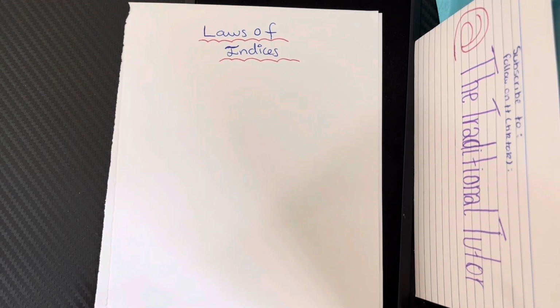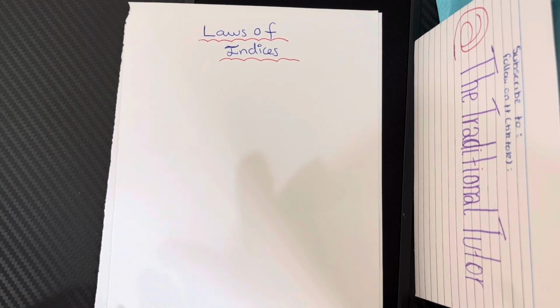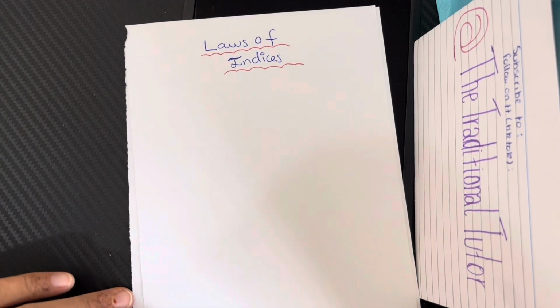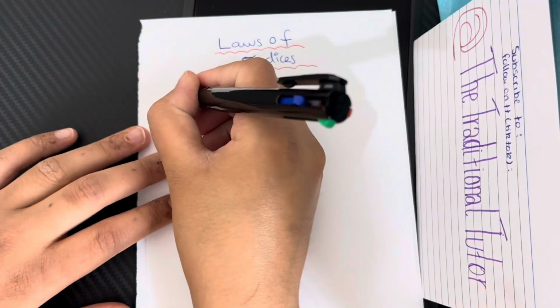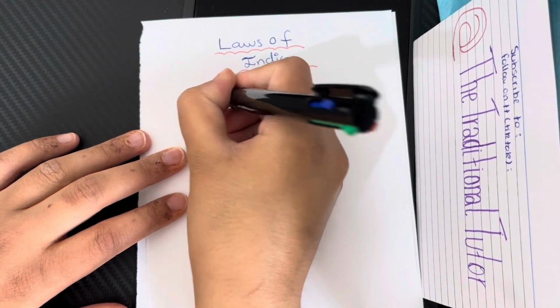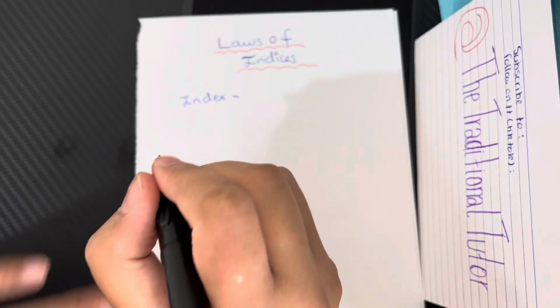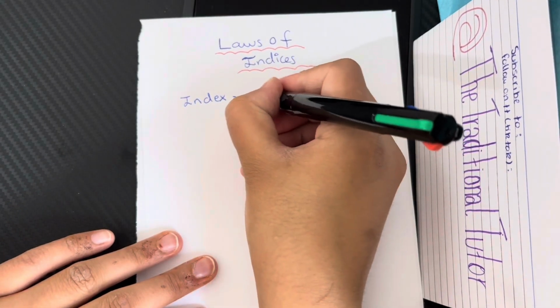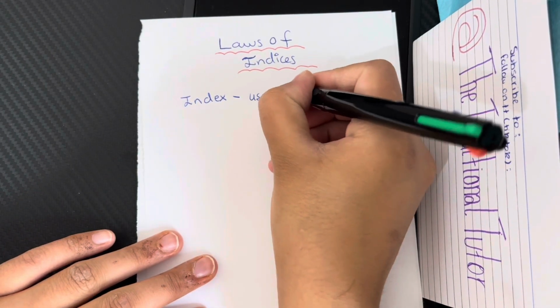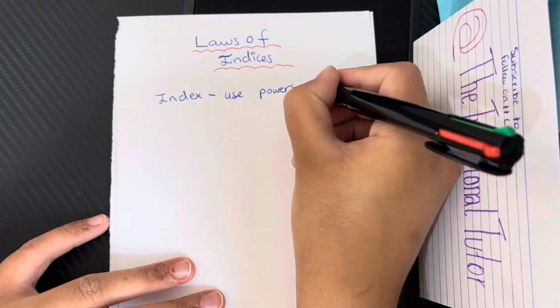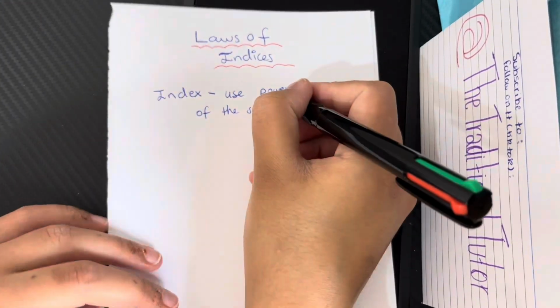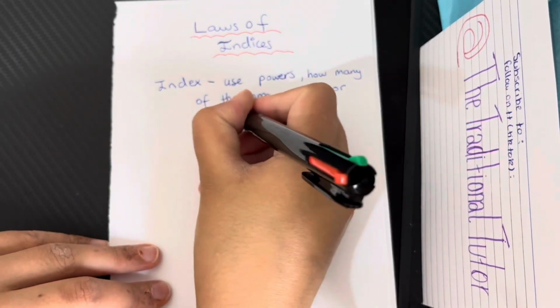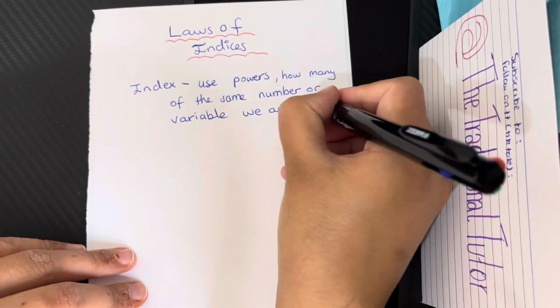Hi everyone, so we'll be looking at laws of indices today. Just before we start taking a look at some of the rules, we'll look at what indices actually means, and we'll look at the singular form, which is index. By index we just mean using powers. And by powers, we just mean how many of the same number or variable we are multiplying together.